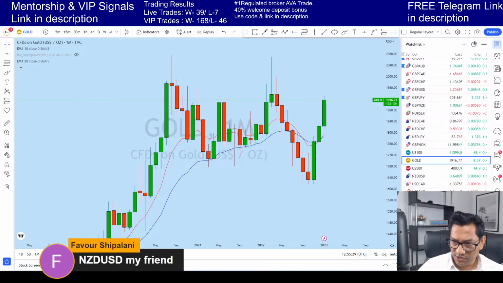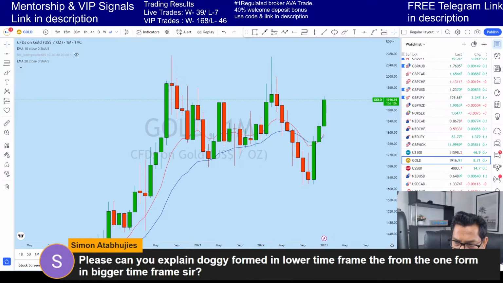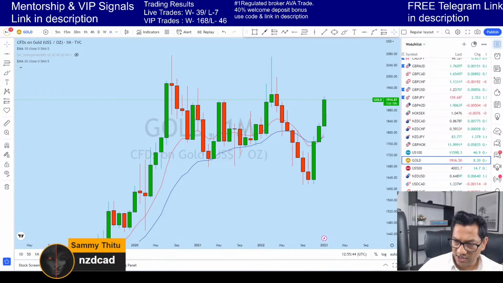USD, I'm looking at it. Please, can you explain the doji formed in lower time frame? Okay, very good, Simon. Very good question. I'll jump on it very soon. NZD carry, absolutely. Show me the chart, I'll tell you. Okay, good day, coach. Thank you.